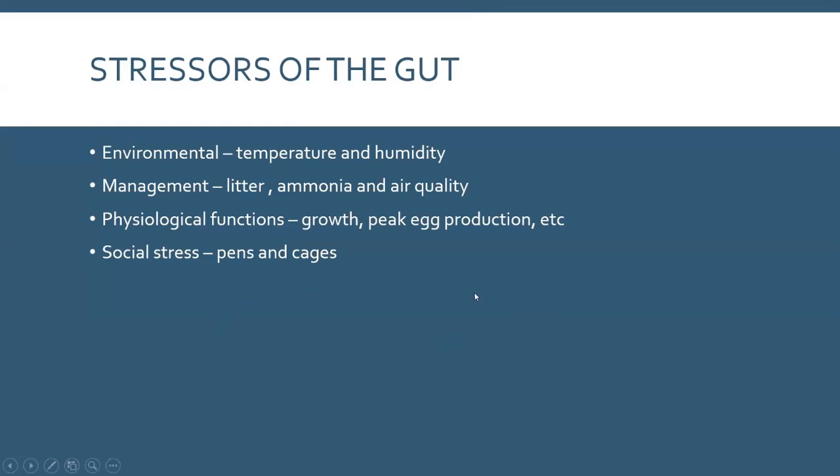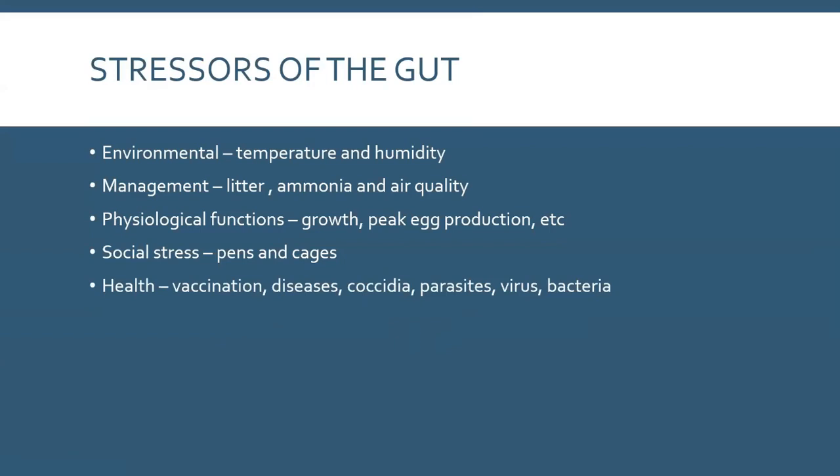Social stress, this would usually happen in pens or in cages when they have this hierarchy system. Usually birds would suffer from this social stress. And then the health status. So vaccination, when we are vaccinating our birds, it's also a form of stress for them. Presence of diseases, coccidia, parasites, virus, bacteria, these are all stressors for the gut.